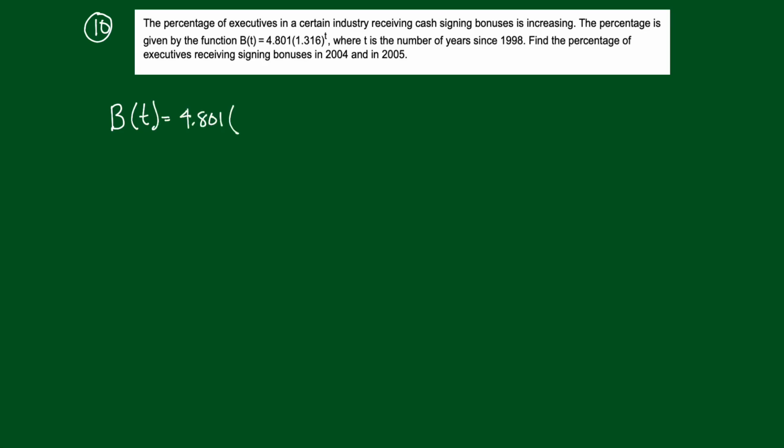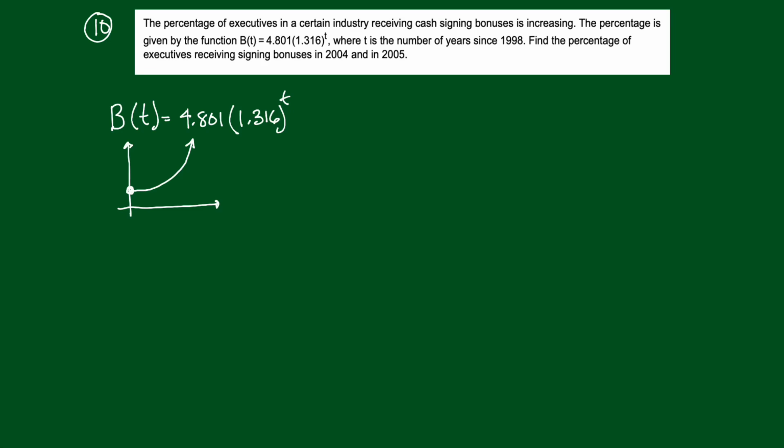4.801 times the quantity 1.316 raised to the t. Now this function I recognize as exponential because the variable is in the exponent. Because it's exponential, I can see right away from this function a couple of things. First of all, it's exponential, so it has some start value, and then it goes up like this. Now that start value is right here.